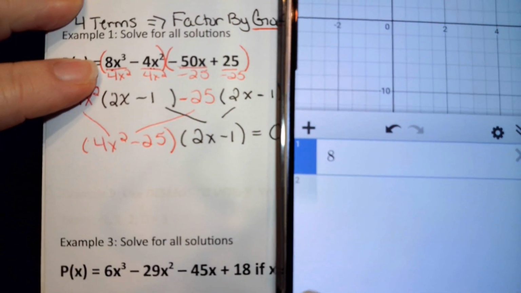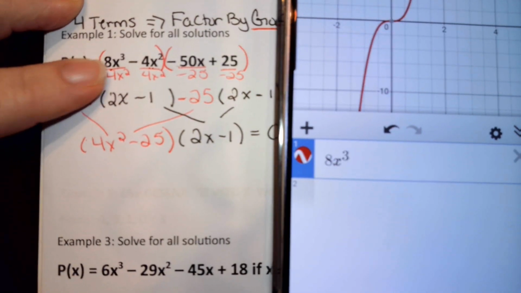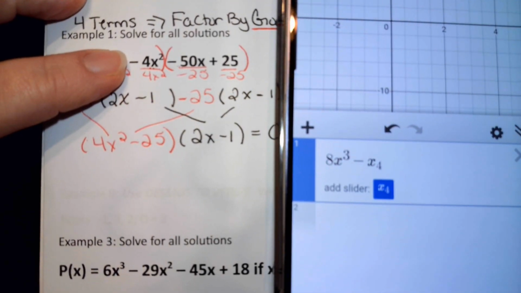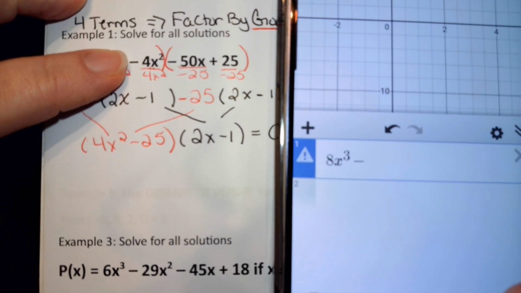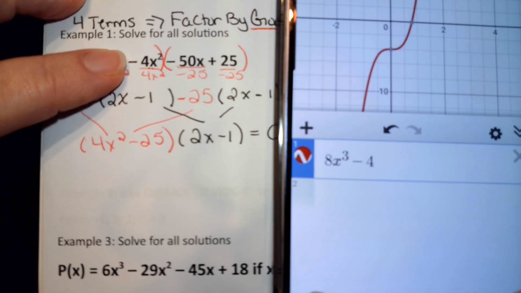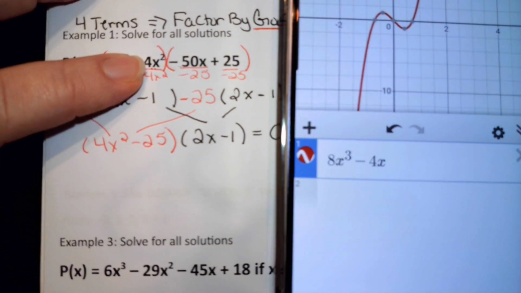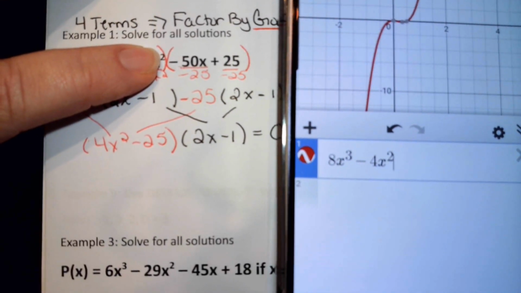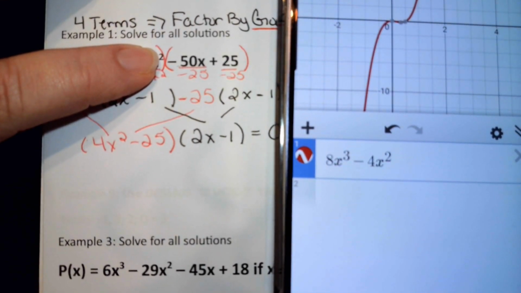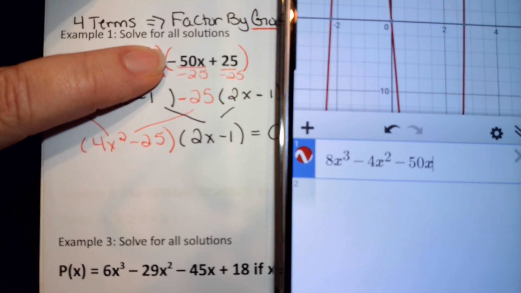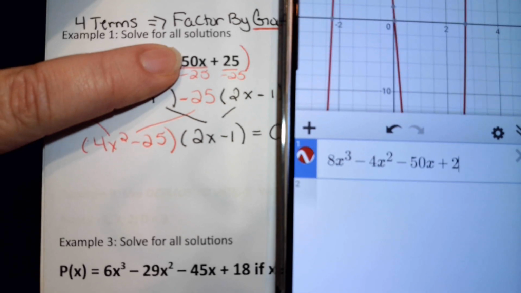I've got 8x cubed minus 4x squared, minus 50x plus 25. I'm struggling here. It's on the struggle bus.